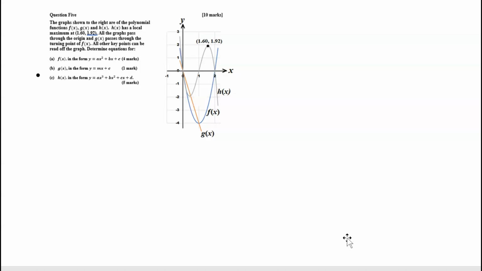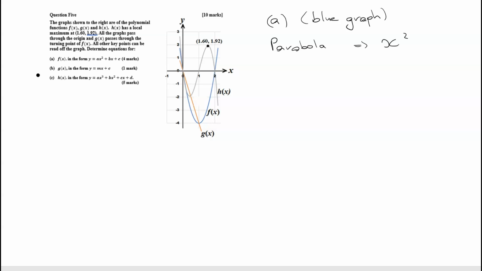Question 5, fairly typical question. You've got various graphs to identify. So let's look at question A for a start. Now question A is the blue one. And it's a parabola. That's the first thing to note. It's a parabola, so it's going to be an x squared somewhere in it.